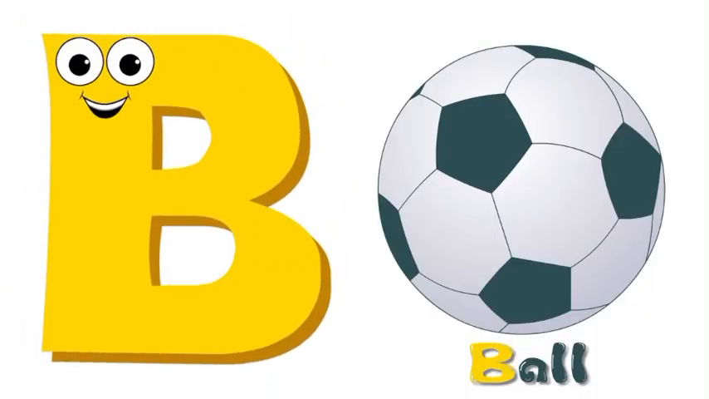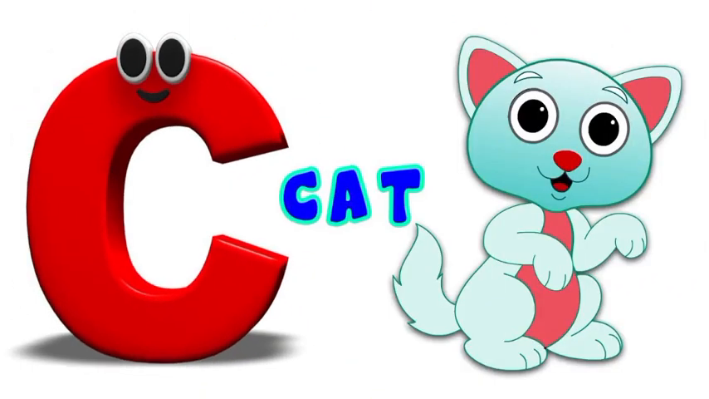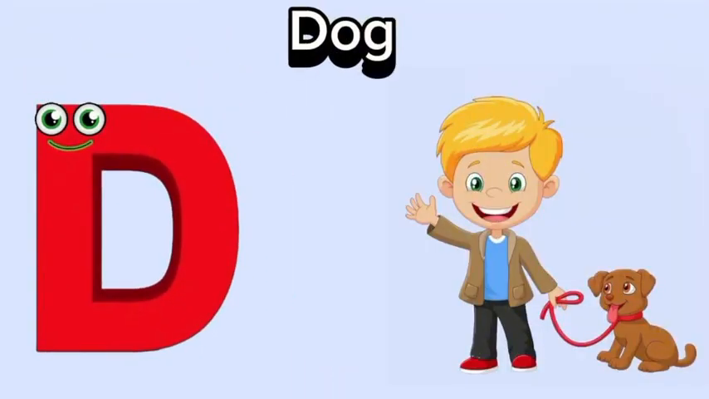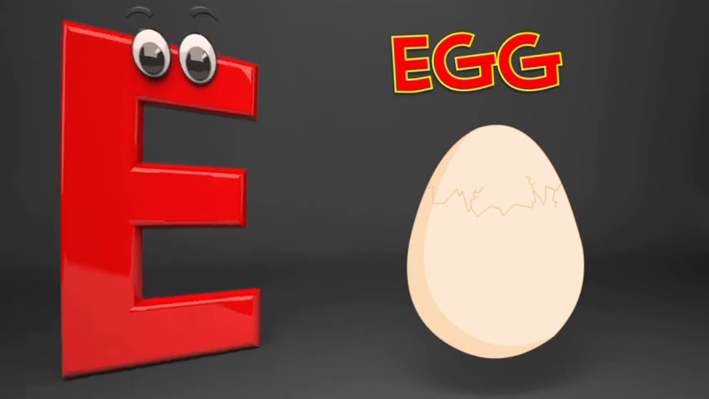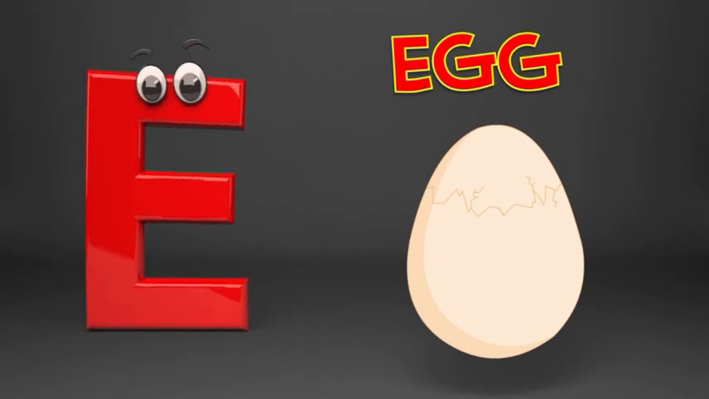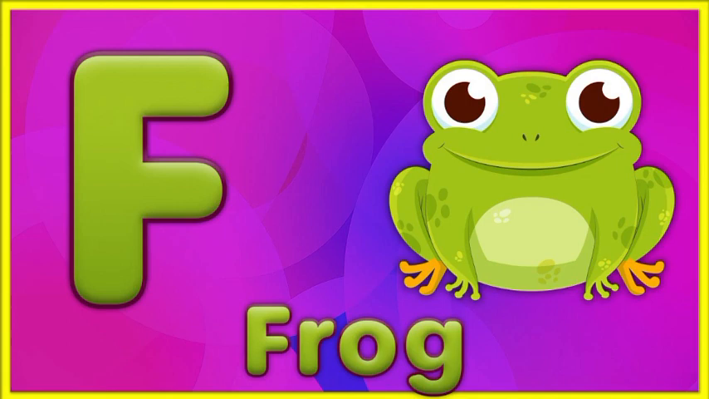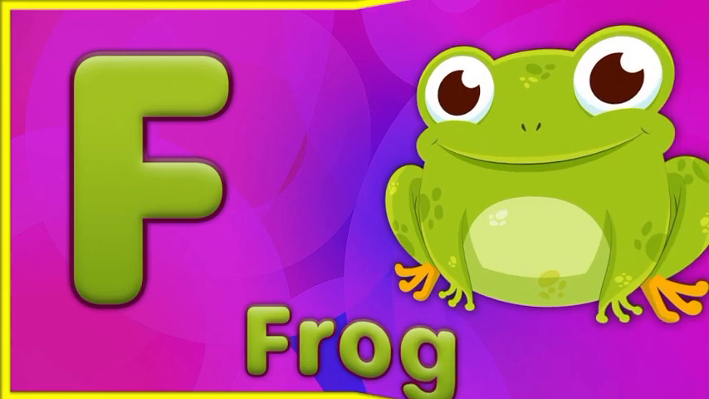A is for apple. B is for ball. C is for cat. D is for dog. E is for egg. F is for frog.